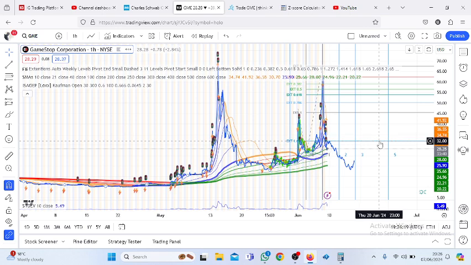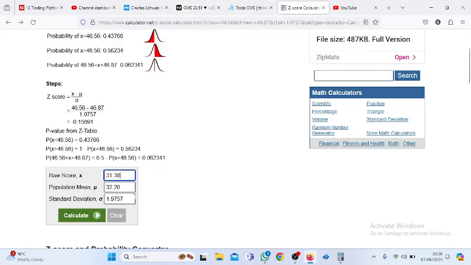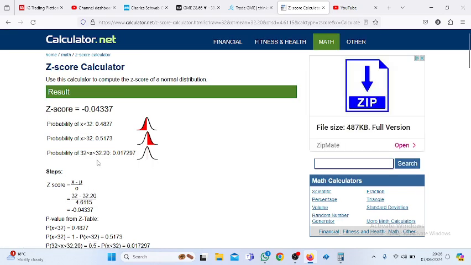$31, so 30, it has changed again. $32. Yeah, this is a live market. Okay, let's use 31.38. And then, I'm changing my mind again, 32. Let's keep it at 32, and then we have a standard deviation of 4.6115. Let's get it. So the probability of it surpassing $32 is 51.73%. Probability of remaining below $32 is 48.27.